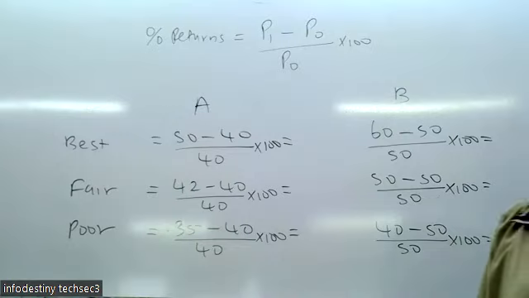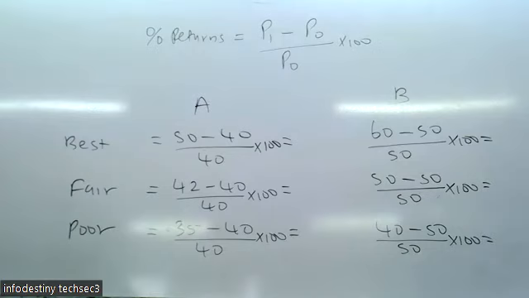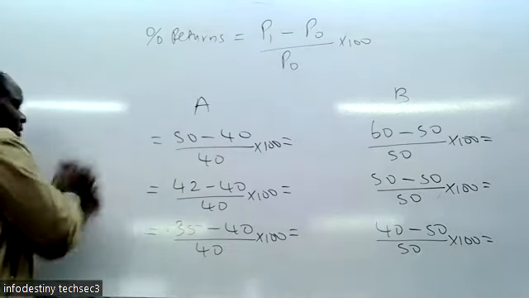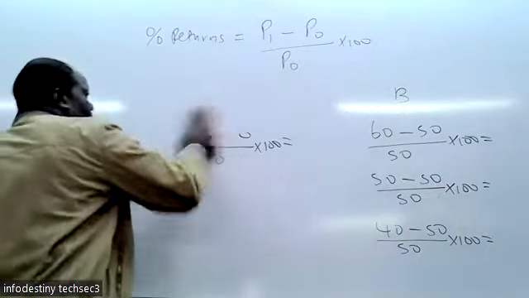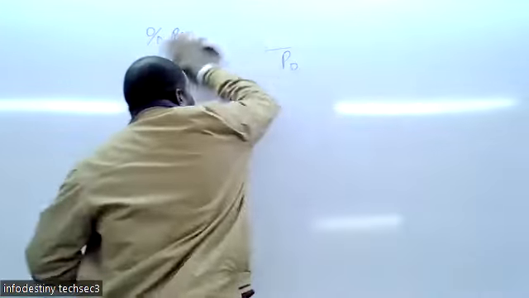We can now come up with the expected return for each investment. So expected return for A. We start by calculating expected return for A.